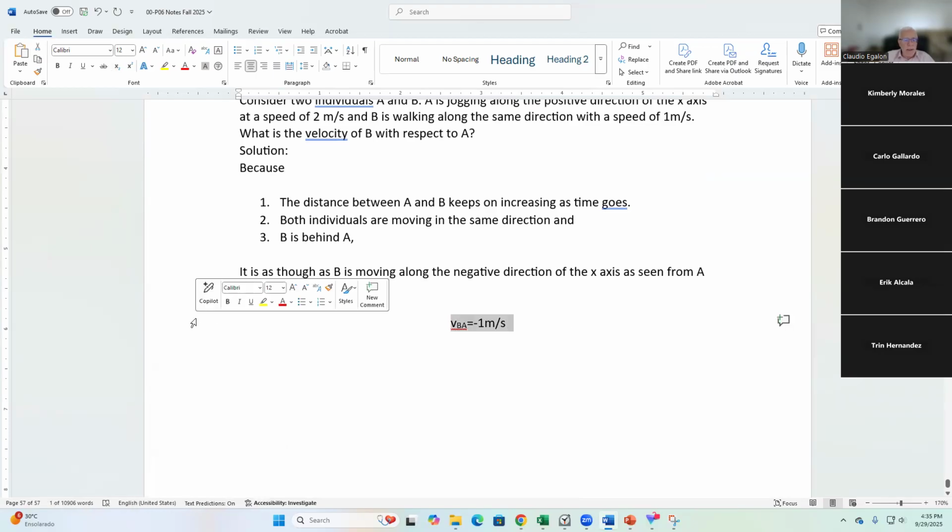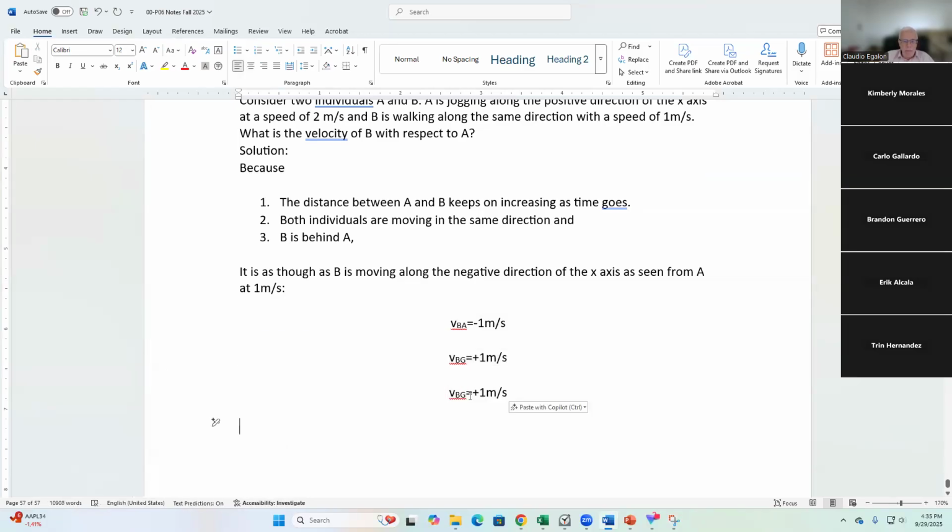But then this velocity can be written down in a different way as well, okay? Here you go. Velocity of B with respect to the ground. Now the velocity of B with respect to the ground is going to be plus 1 meter per second. Velocity of A with respect to the ground is going to be plus 2 meters per second. I want you to get familiar with this notation, okay? This notation is very useful.